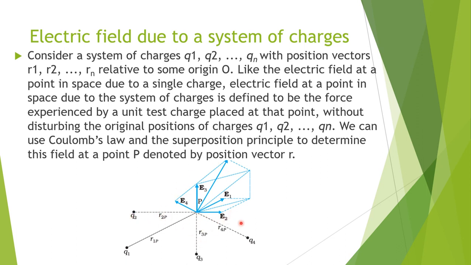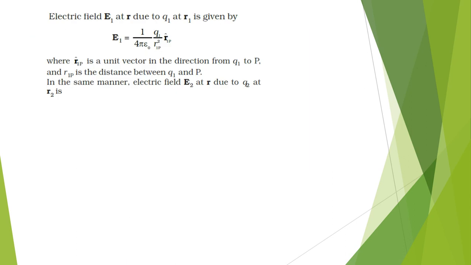So what addition do we have to apply here? Vector addition. That is, the diagram is like that. The triangular law or parallelogram law of vector addition we need to use. So one by one we can write E1 is equal to 1 by 4 pi epsilon naught Q1 by R1P square into unit vector R1P. So this is the formula for electric field intensity. So E1, that is the electric field at point P due to charge 1, is equal to this equation. R1P cap is the unit vector, and R1P is the distance between Q1 and P. That is clear in the diagram.